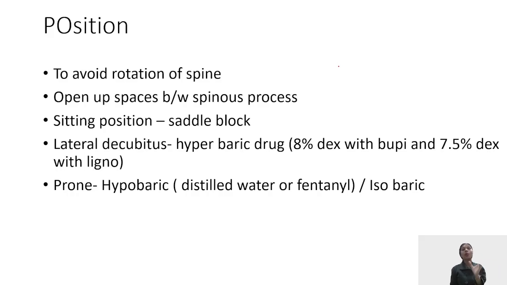These are done to avoid rotation of the spine. That is why I told you that positions are very, very important, because if the spine gets rotated, if the patient is sitting like this or like this, then we won't be able to have a clear judgment of the space, that is, the intervertebral space cannot be recognized clearly. And that can lead to failure or multiple attempts of spinal anesthesia. Thus, we have to open up the spaces between your spinal processes. Between the two spinal processes we have to go, so to open it, we have to position the patient.